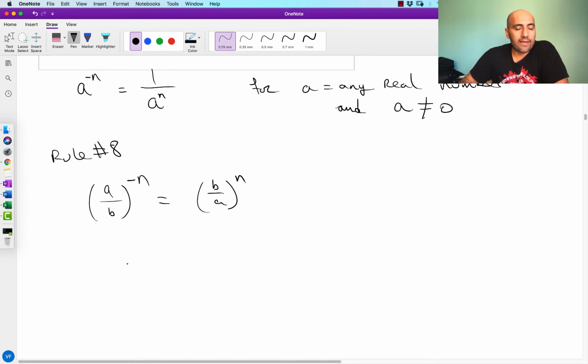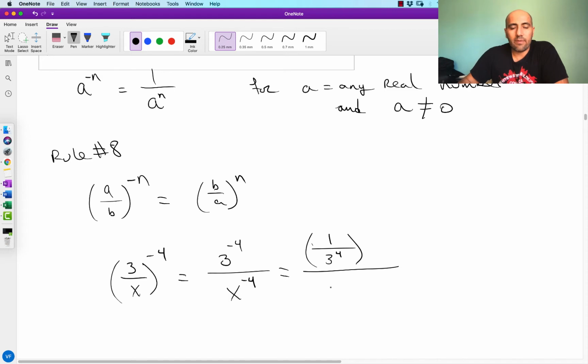So let's say, for example, I had 3 over x raised to the negative 4 power. Well, we already know from a previous rule that this must mean that I can raise 3 to the power of negative 4, divided by x to the power of negative 4. And we just figured out that in order to get rid of that minus in the exponent, this is equal to 1 over 3 to the power of positive 4 divided by 1 over x to the power of positive 4. Right? That's how we get rid of that negative.